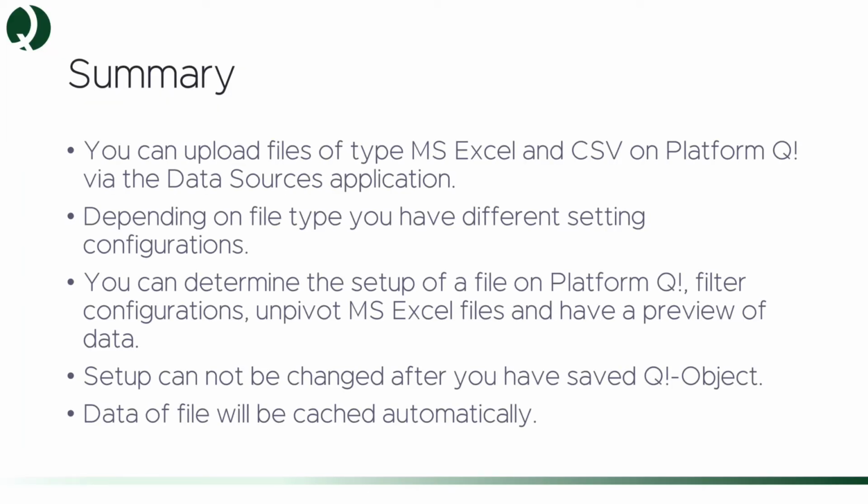Let's summarize what we have learned so far. The Data Sources application allows you to upload files from your local desktop on Platform Q. You can upload Excel or CSV files. Keep in mind that depending on the file type, you need to configure your file so that the proper data will be displayed. You can determine the column data row, start row, limit, but also filter data before displaying it on Platform Q. Excel files can be transformed via unpivot. There is also a preview function available to validate your setup, how the data will be displayed. This does not include filter and unpivot functions.